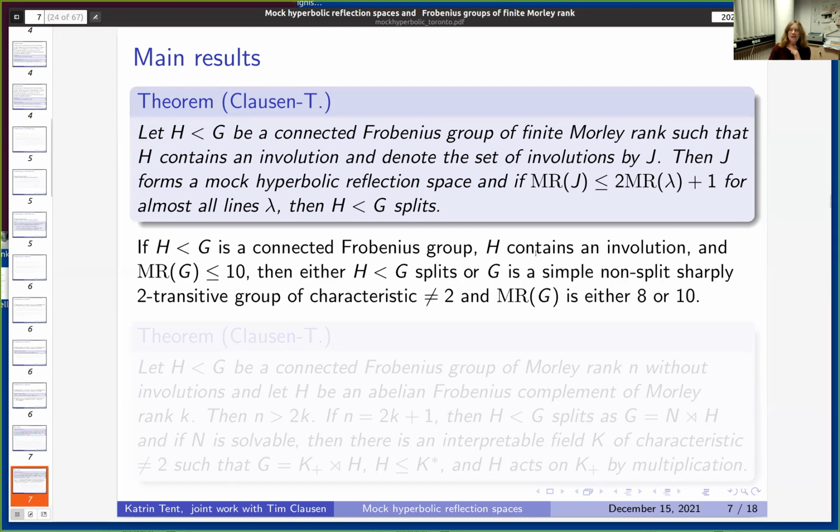And in particular, for groups of Morley rank at least 10, we can say that it always splits, except in 2 specific cases. We could have the situation that G is a simple non-split sharply 2-transitive group of characteristic different from 2, and the Morley rank is either 8 or 10. So, I mean, these examples where Simon André could fit in exactly in this spot. So it would be nice to know that these examples don't have finite Morley rank.